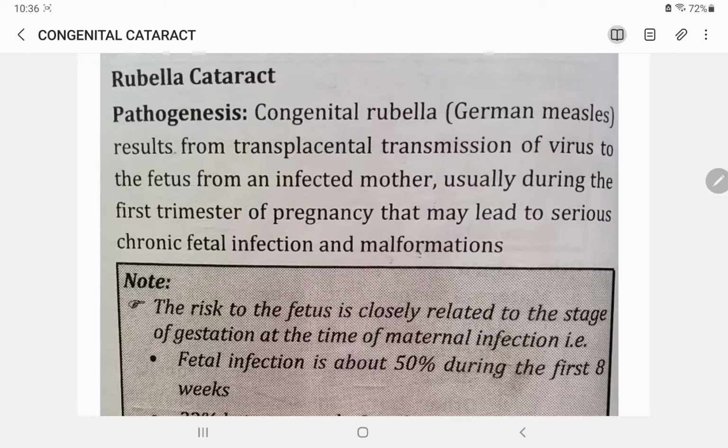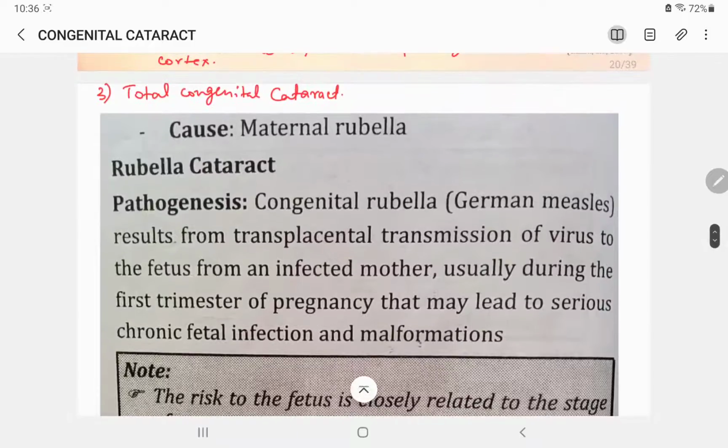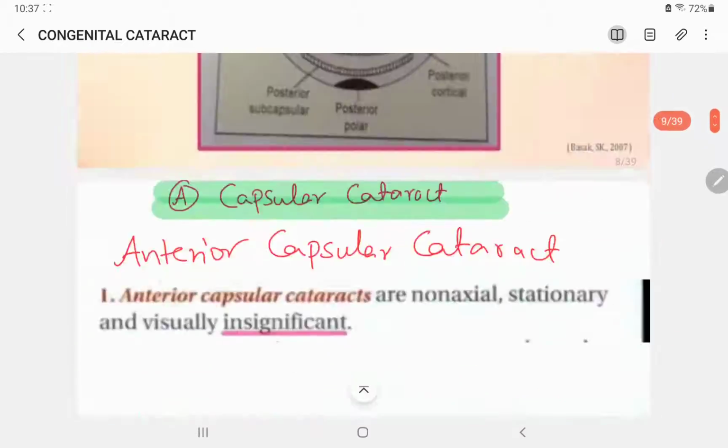So it is transplacental transmission of the virus to the fetus from the infected mother, usually during the first trimester of pregnancy. Yes, I was right, first trimester. The slide I mentioned above is wrong. Let me just correct that.